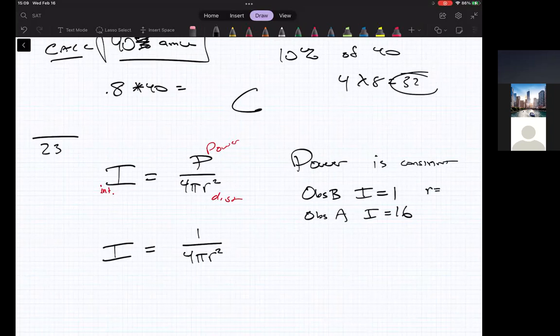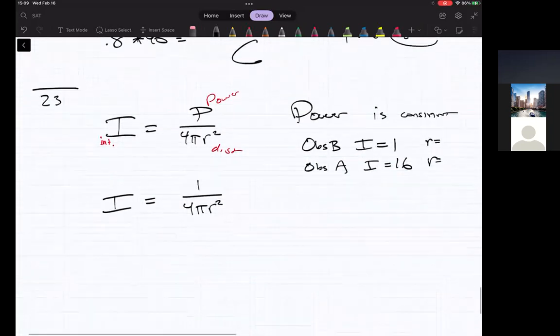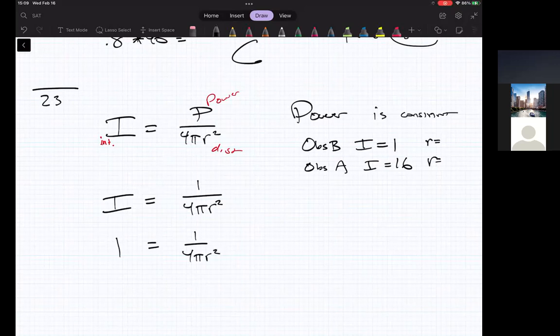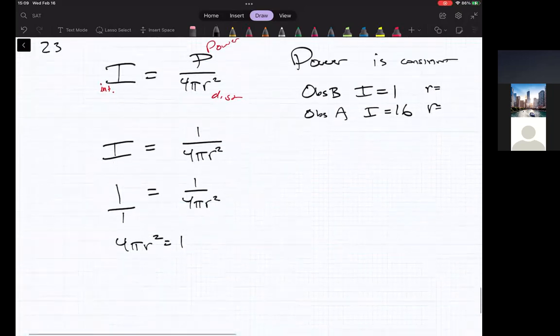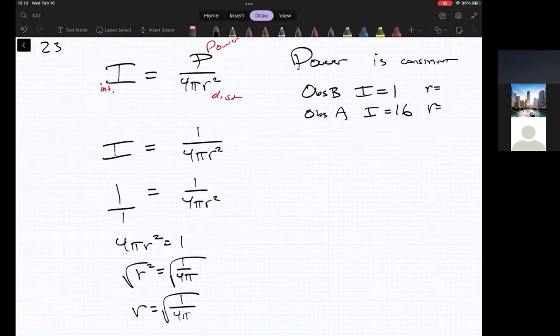So now the question is, what is their relative distance? Okay, so I'm going to plug in I equals 1, figure out R. I'm going to plug in I equals 16 and figure out R. If I equals 1, if I try to solve for R, cross multiply, fraction on the one side, put the other one over 1, cross multiply, 4 pi R squared equals 1. Solve for R squared equals 1 over 4 pi, square root, R is equal to the square root of 1 over 4 pi. This is for observer B.